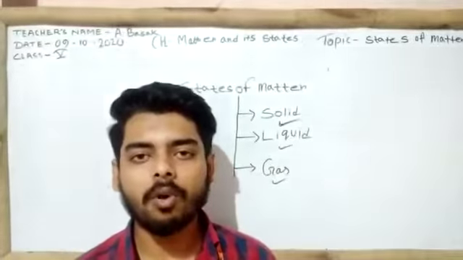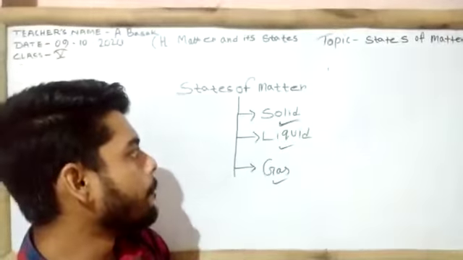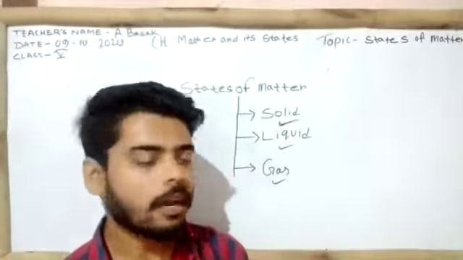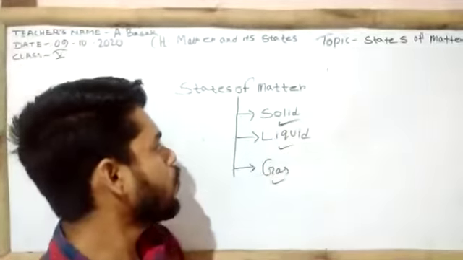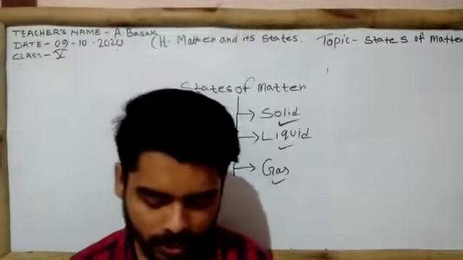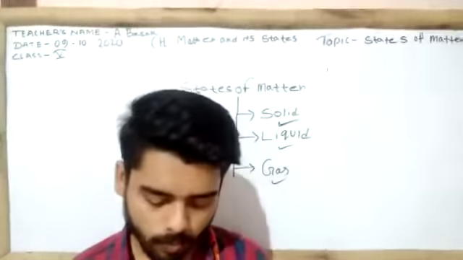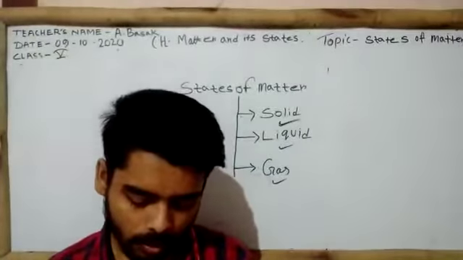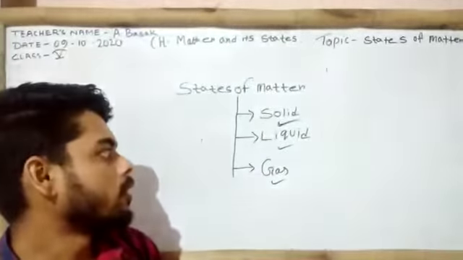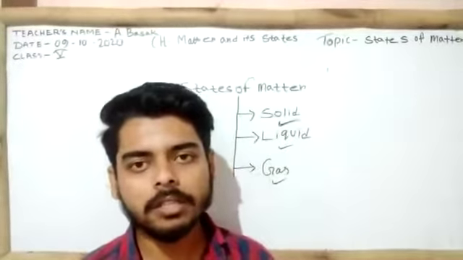It can easily be held in our hand. The examples of solids are a piece of wood, a piece of stone, a brick. These are the examples of solids. So what are the characteristics of solids? A solid can easily be held in our hand. It is generally hard. It has a certain shape and volume also. So these are the examples of solids, that means a piece of wood, a piece of stone and a brick.